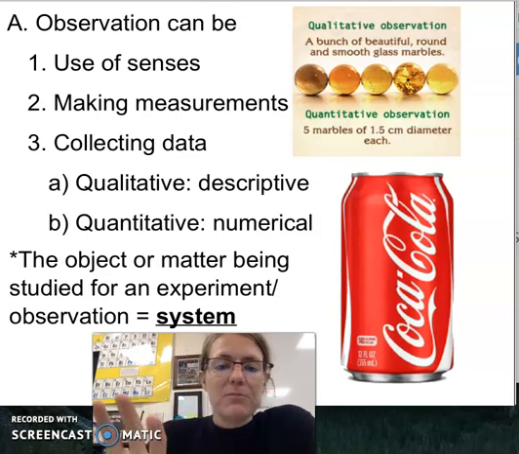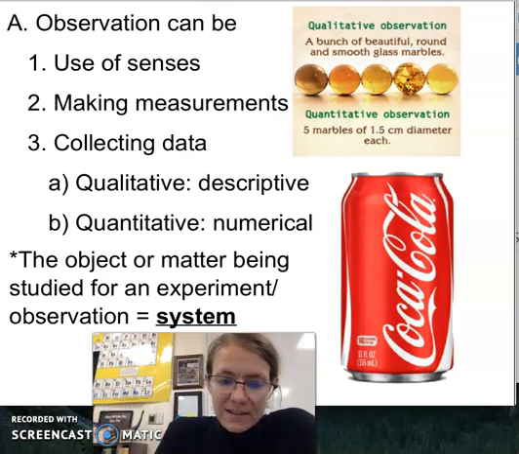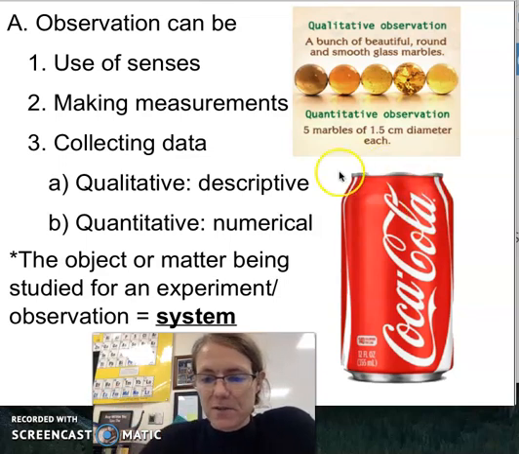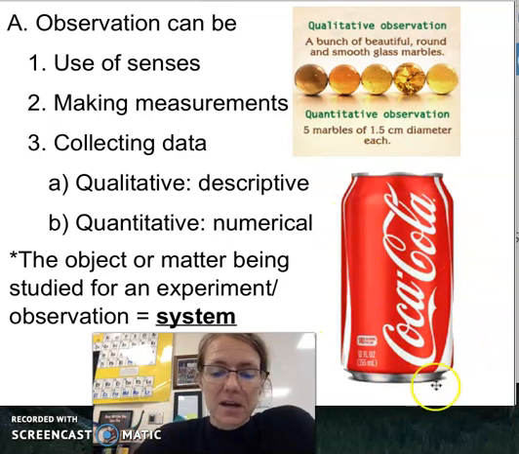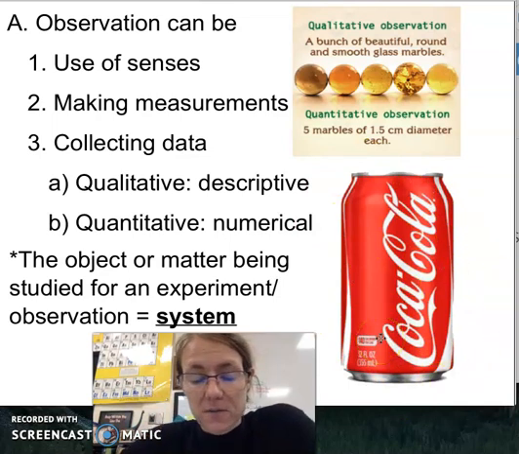Now, when you study an object, the object that you are looking at in an experiment, we call that a system. Okay, so I would call this a system. And we'll come back to systems later in the semester, but just to give you that preview, a system is the object that's being studied in an experiment.